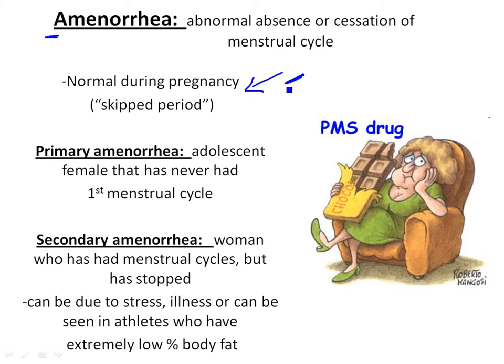Primary amenorrhea means that the female never had a cycle. This could be a young girl who never has the first menstrual flow. Secondary amenorrhea, on the other hand, is a female who has had normal cycles, but they stop for some reason. It can be due to stress. Women can become irregular. They can skip a period simply because they have a lot of stress in their life. It can be a severe illness. They can stop menstruating. And it can be someone who's in very good shape. A female athlete who has such low body fat can simply stop having menstrual cycles.